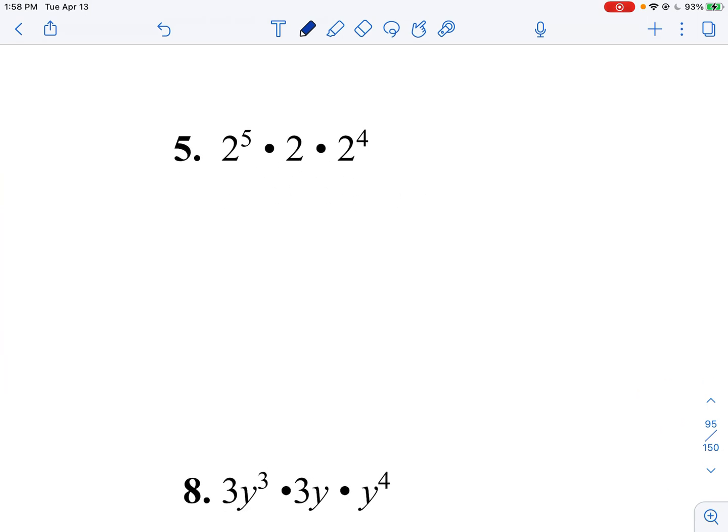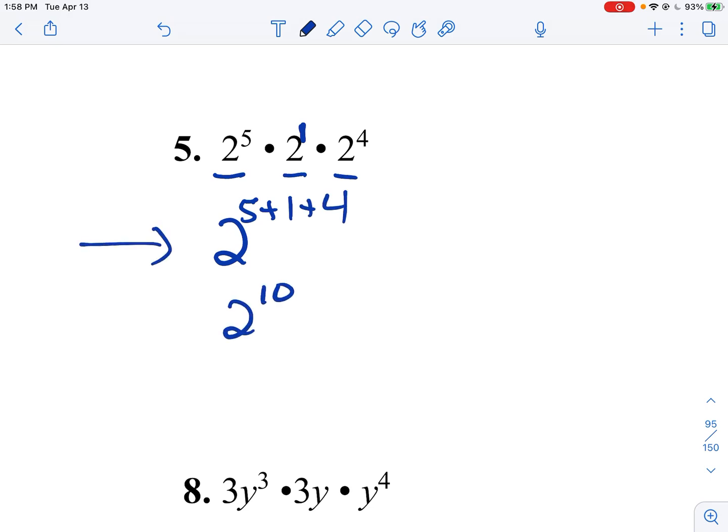On this one, this first one has an exponent of 5. This one right here, that number is written down. That means there is an exponent of 1. It is not 0 because it is actually there. So I write down, they all have 2's, 5 plus 1 plus 4. Again, you must have this step. If you do not have that step, I did not give you credit.